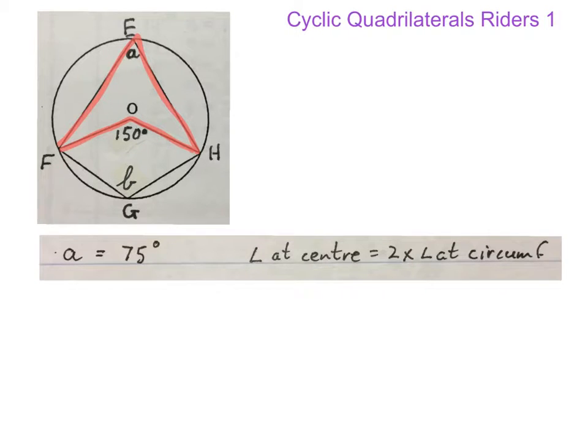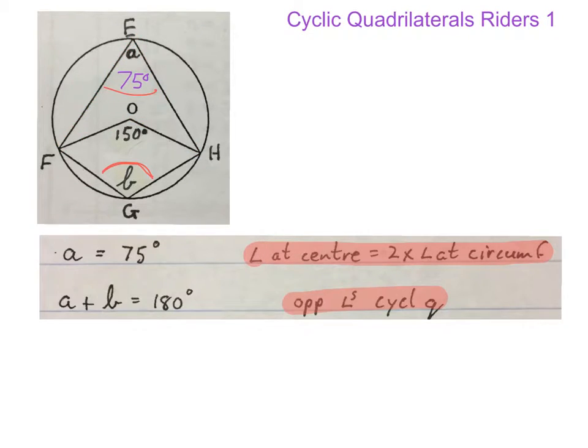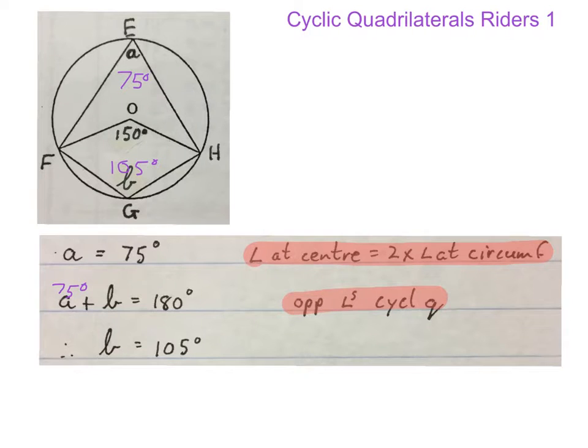In this first one, I will start by saying A is equal to 75 degrees. And my reason, angle at center is 2 times angle at circumference. And we always write the answer we get in on our sketch. Next we can see that angle A plus angle B will add up to 180 degrees, opposite angles of a cyclic quad. Then we will minus the 75 degrees from the 180 and we get B equals to 105 degrees. We write it in on our sketch.